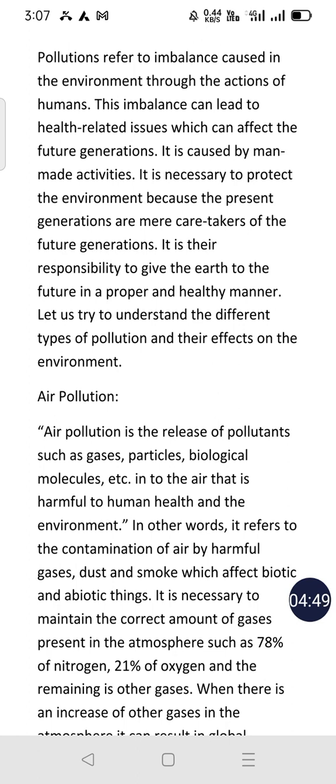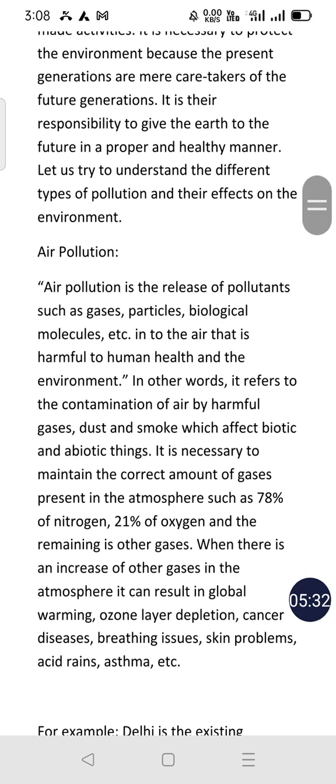Pollution refers to imbalance caused in the environment through the action of humans. This imbalance can lead to health-related issues which can affect future generations. It is caused by man-made activities. It is necessary to protect the environment because the present generations are mere caretakers for the future generations. It is our responsibility to give the earth to the future in a proper and healthy manner. Let us try to understand the different types of pollution and their effects on the environment.